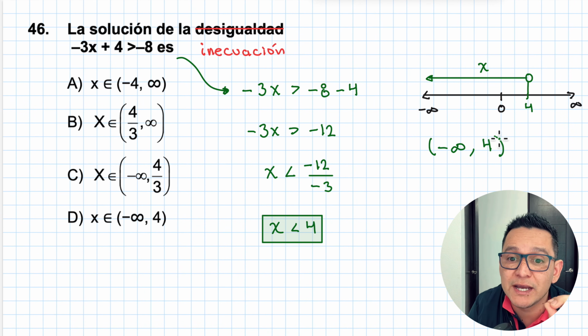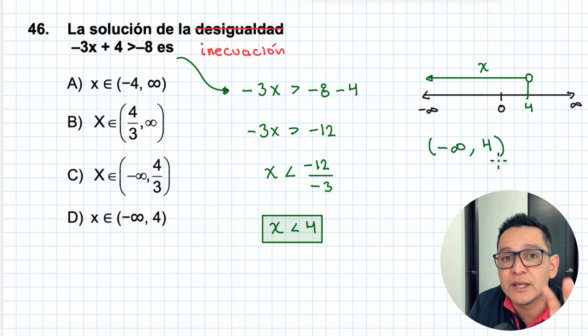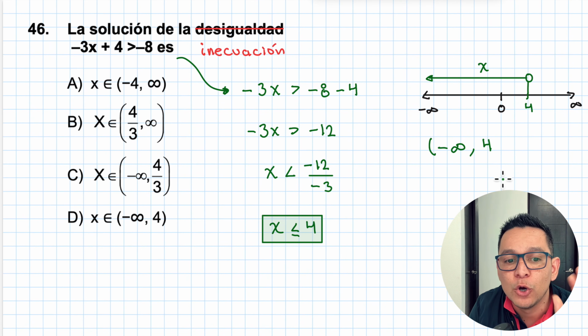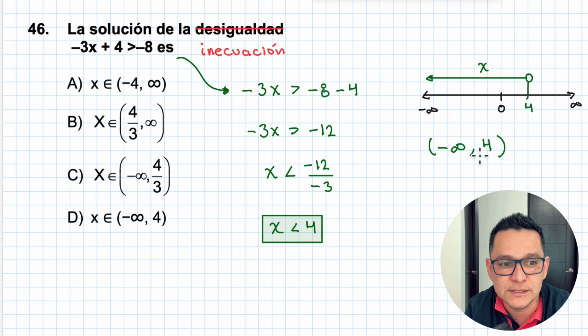Okay, that's why, since it gets there without touching it, I'm going to use a parenthesis. If we had a less than or equal to here, then I would use a bracket, okay? If there was a less than or equal to, I repeat, I would use a bracket. But since it's saying that x is less than 4, it means it doesn't touch 4, right? For that reason, I use a parenthesis.